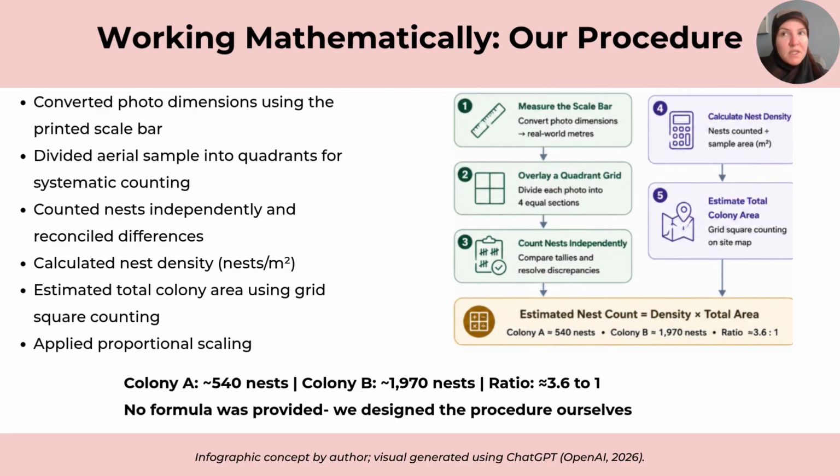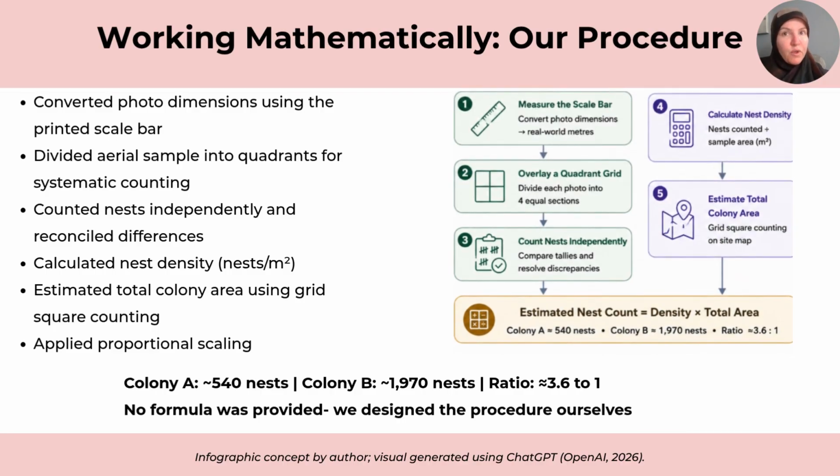First, we measured the printed scale bar with a ruler and converted the photograph dimensions into real world meters. For both colonies, the sample photograph area came out to about 2,000 square meters. Then we overlaid a hand drawn quadrant grid on each photograph, counted nests independently, compared our tallies, and resolved any differences by recounting together. Next, we calculated nest density as nests per square meter. Colony A was 0.123 nests per square meter, while colony B was 0.371 nests per square meter.